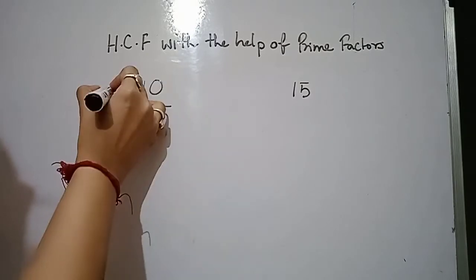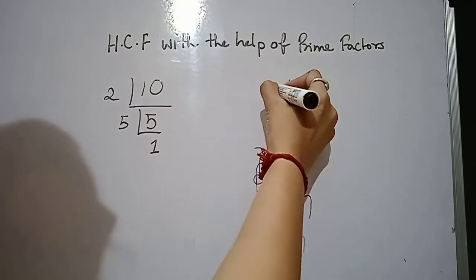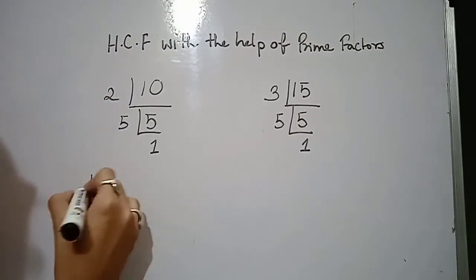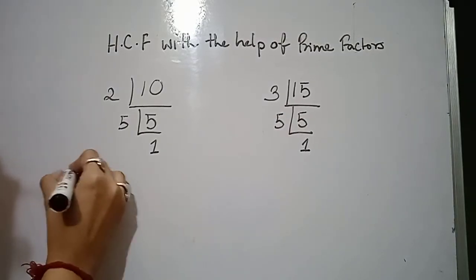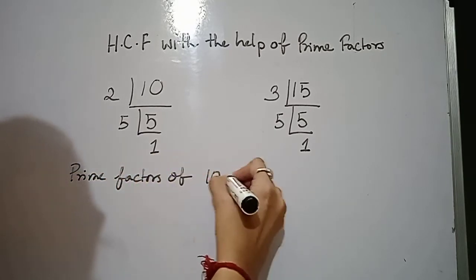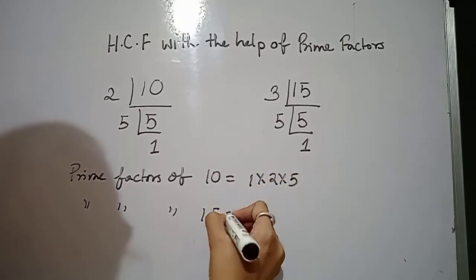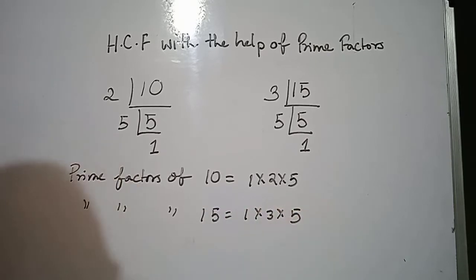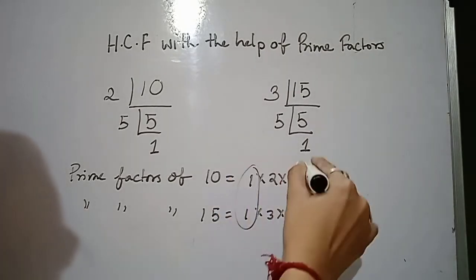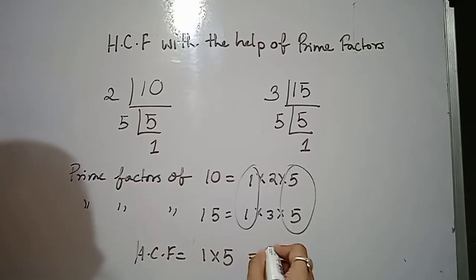10 can be divided by 2, we get 5, 5 and 1. 15 can be divided by 3, then 5 and 1. So we will write the prime factors of 10 as 1 into 2 into 5, and the prime factors of 15 as 1 into 3 into 5. Now we can see that the common factors between them are 1 and 5. So the HCF will be 1 into 5, that is 5.